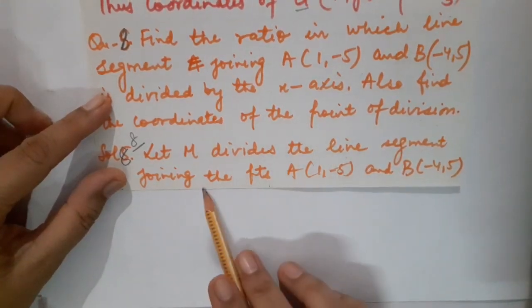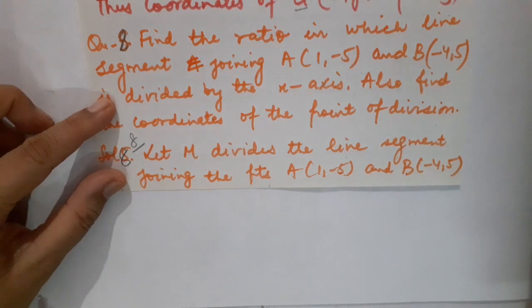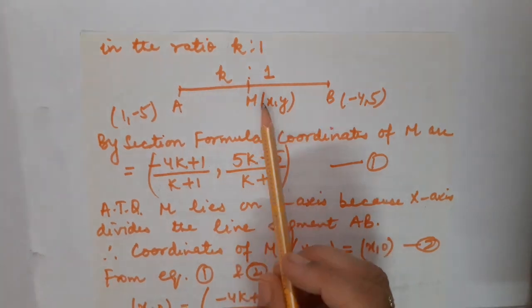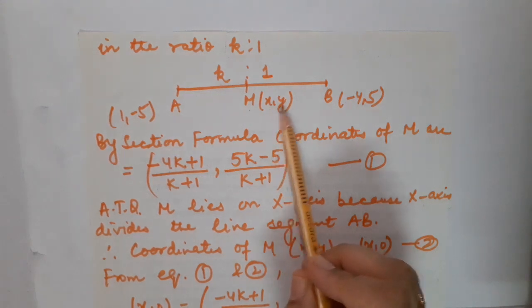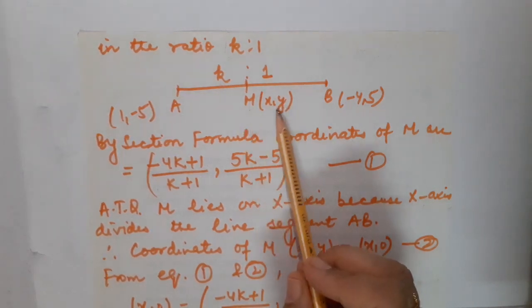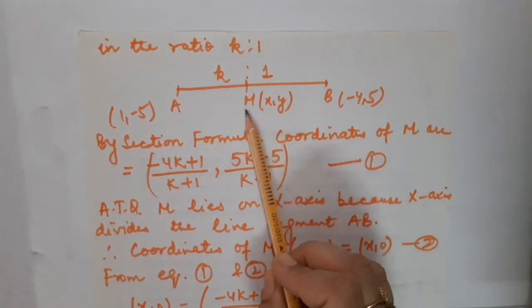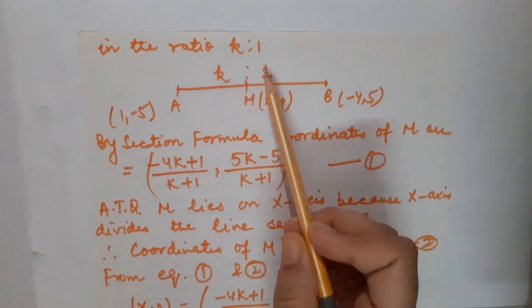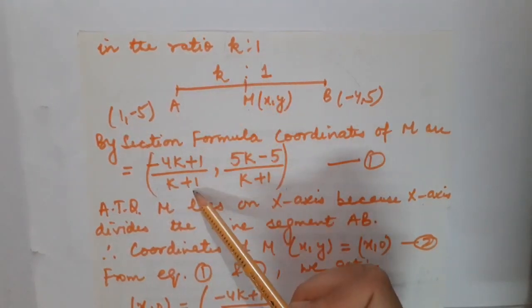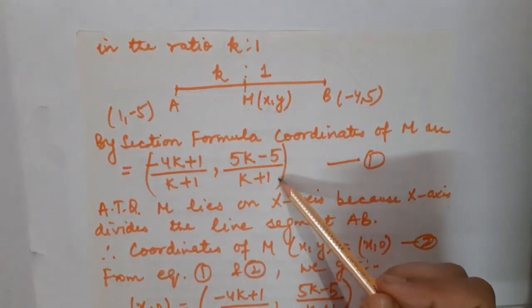So let M divide the line segment joining the points A (1, -5) and B (-4, 5) in the ratio K:1. Correct, children? So first of all, you know that here M is the point of division. So let us consider its coordinate as (x, y). Now I am going to apply the section formula to calculate the coordinate of this point of division. Okay. So definitely x will be equal to (-4k plus 1) upon (k plus 1) and y will be equal to (5k minus 5) upon (k plus 1).